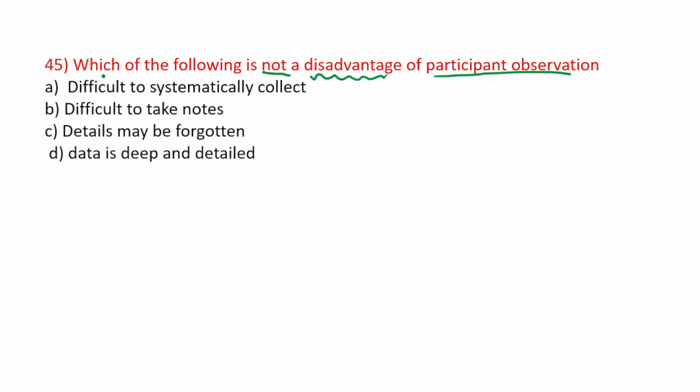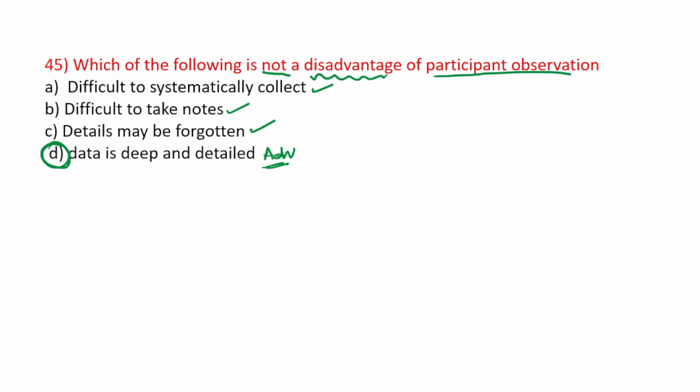Let us see the options again. The participant observation is difficult to systematically collect. Yes, it is a disadvantage. It is difficult to take notes. Yes, even this is correct. The details may be forgotten in participant observation. Yes, even this is correct. The data is deep and detailed. No, because this is actually an advantage. This is actually an advantage of participant observation. So therefore, we got our answer for this question.